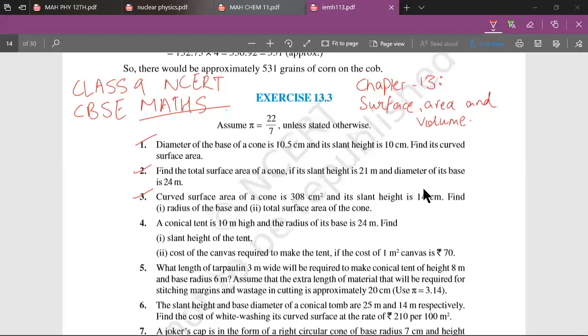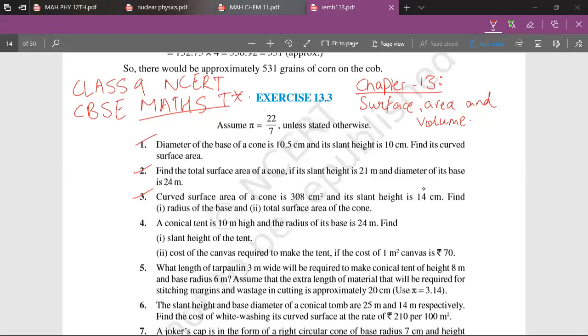Okay, so today we are going to solve some sums regarding exercise 13.3. So we'll be doing three sums regarding surface area and volume. That is chapter 13 of the class 9 NCERT or CBSE maths textbook.